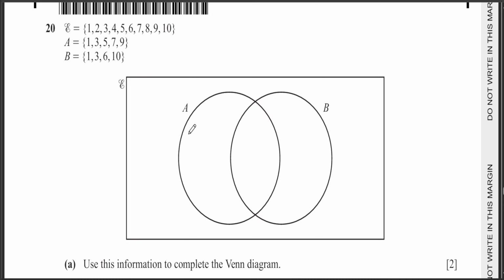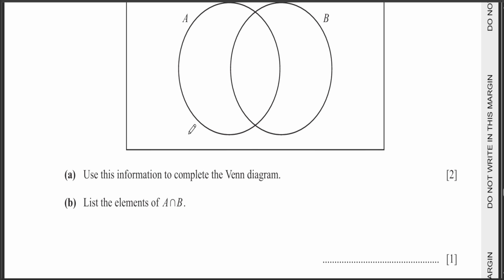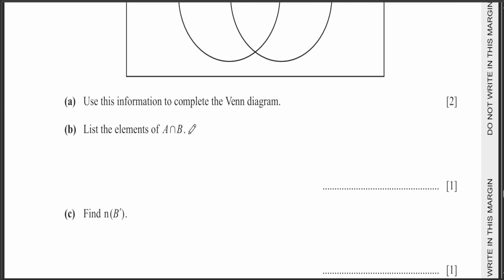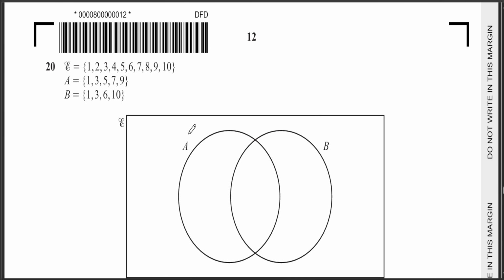Okay, we have universal set 1, 2, 3, 4, 5, 6, 7, 8, 9, 10. Then we have A, which is 1, 3, 5, 7, 9, and then we have B, which is 1, 3, 6, 10. Use this information to complete the Venn diagram. List the elements of A intersection B, and then find n of B prime or B complement.